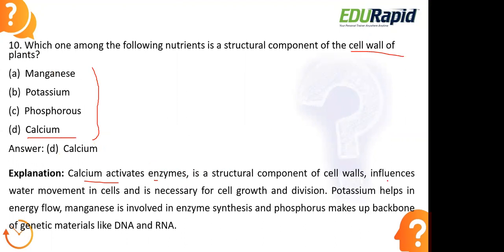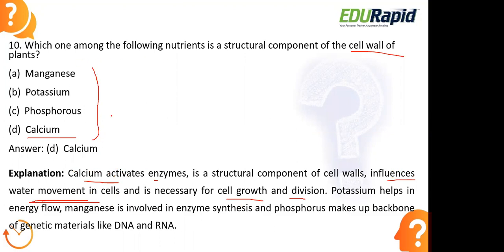Once the enzyme present here gets activated because of the presence of calcium, it will influence the water movement in cells. And definitely this water movement is necessary in plants because they have to grow and divide. For all these reasons, water has to move in and out of the cell through a semi-permeable membrane, right?